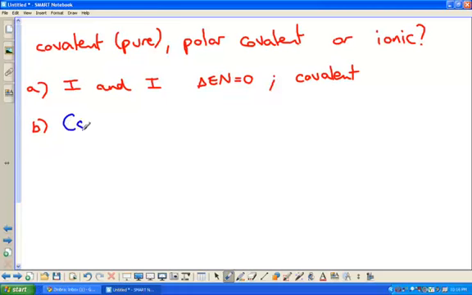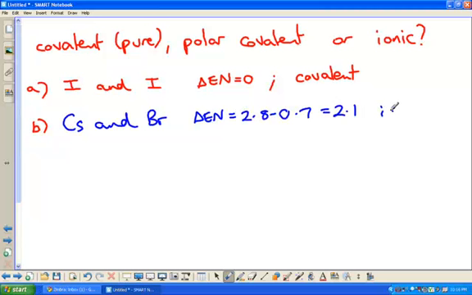Next ones would be cesium and bromine. Again, if you have an electronegativity table, which we do, bromine is 2.8, cesium is 0.7, giving a difference of 2.1. Ionic, as you would expect, because cesium's a metal, bromine's a non-metal.